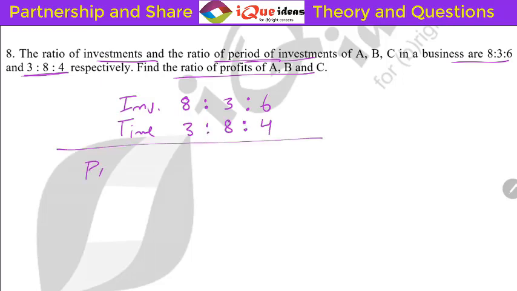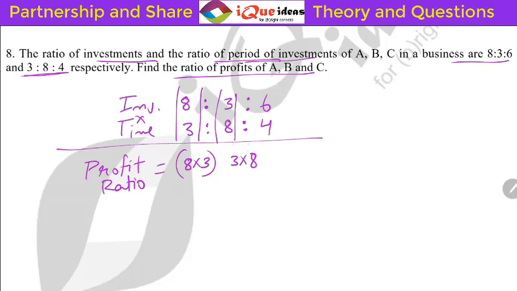So the profit ratio will be direct multiplication of investment into time, right? So profit ratio will be equal to, for the first person it will be 8 into 3. For the second person it will be 3 into 8, right? And for the third person it will be 6 into 4. Okay. So the ratio of these values will be the ratio of profit. 8 3s are 24, 3 8s are 24. Very nice. 6 into 4, that is also 24.